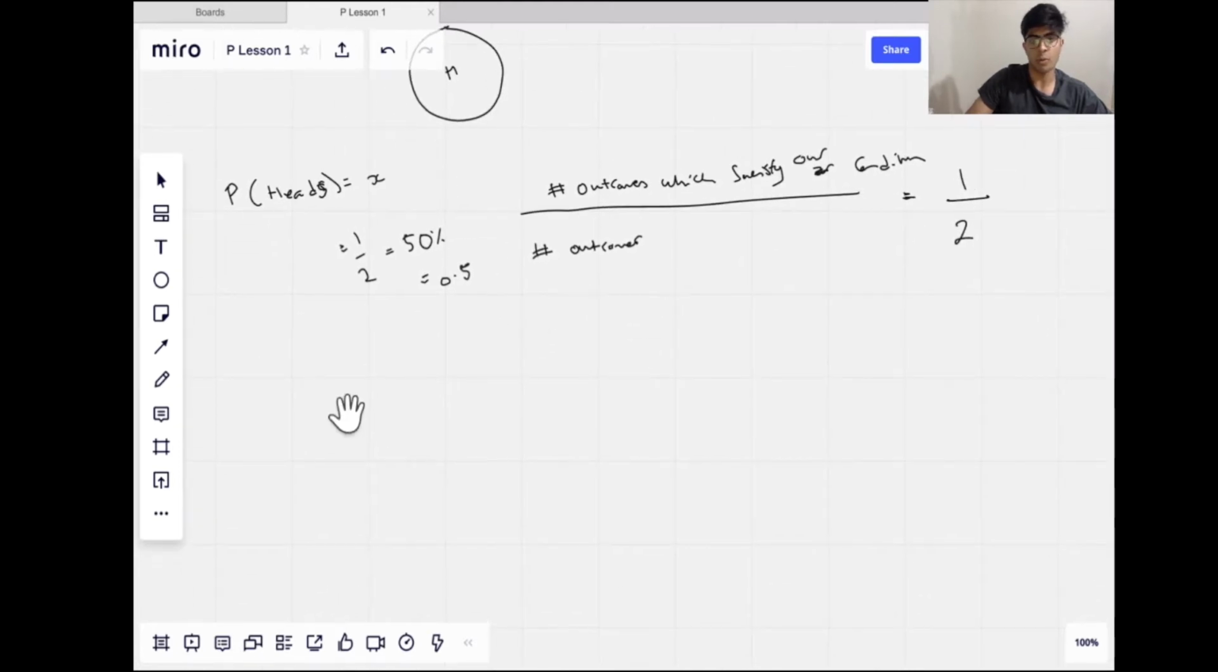But what would the probability of it being tails be, for example? Well, again, let's think about this. The number of outcomes which satisfy the condition: there's only one outcome that satisfies it. There's only one tail, right? And again, there are 2 outcomes. So again, the probability is a half.